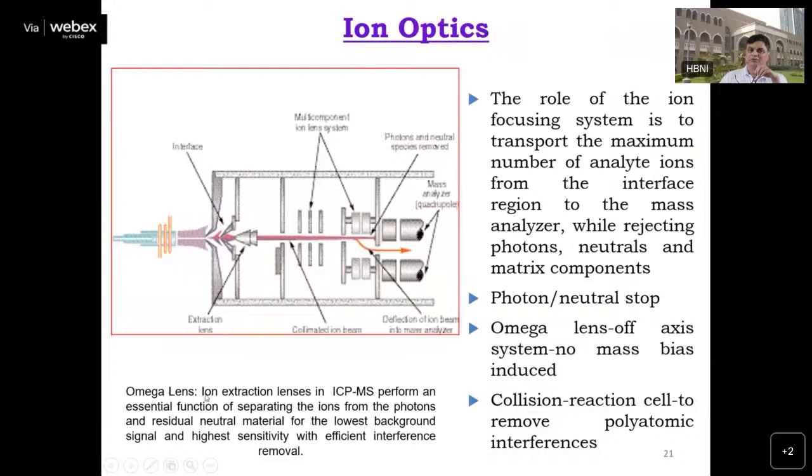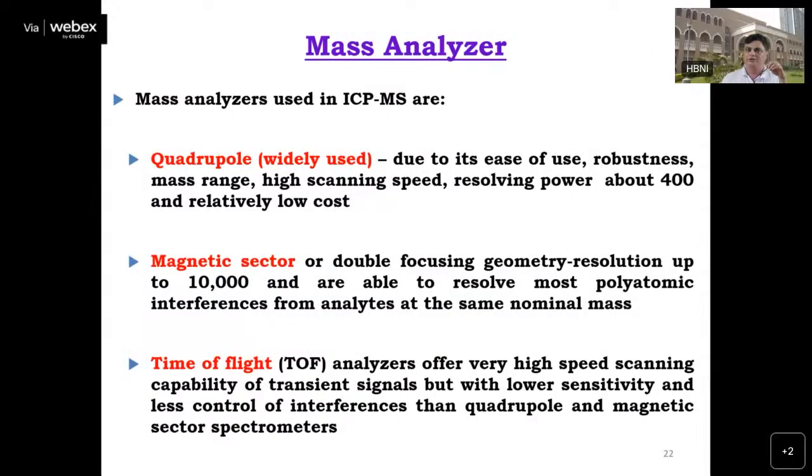And what is the omega lens? Ion extraction lenses in ICP-MS perform an essential function of separating the ions from the photons and residual neutral material, for the lowest background signals and the highest sensitivity, with interference removal. And then we'll see the collision reactions. Actually, what is the utilization of a collision reaction cell? To avoid these various polyatomic interferences.